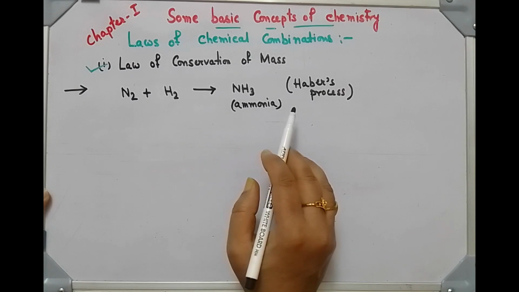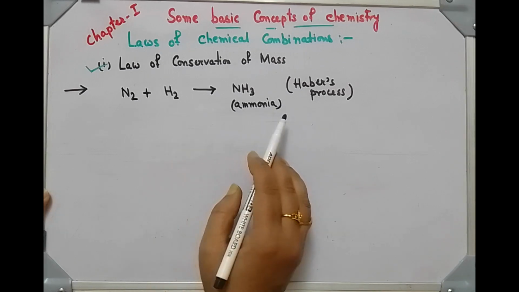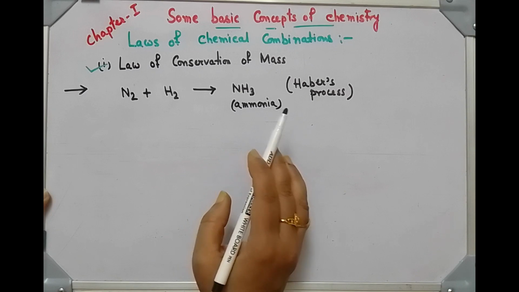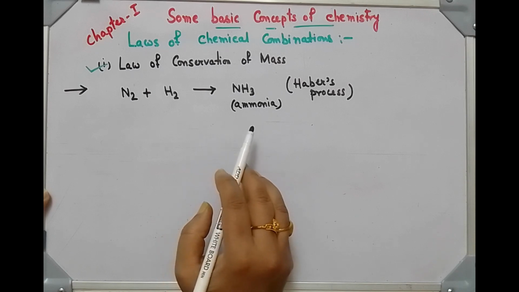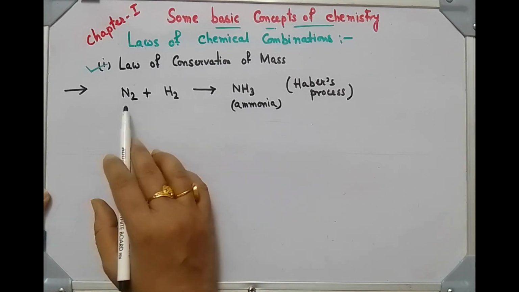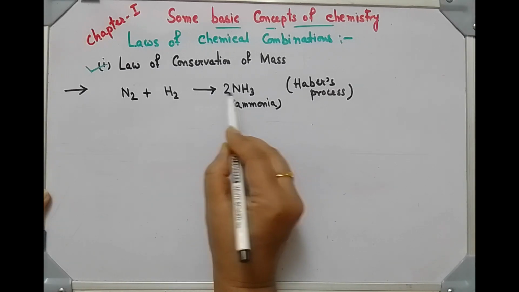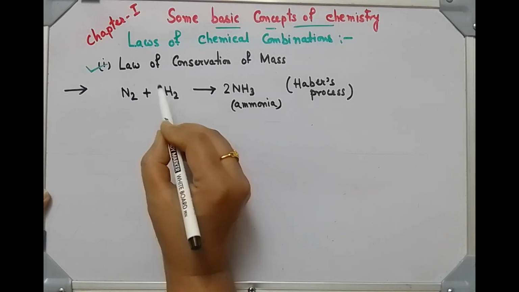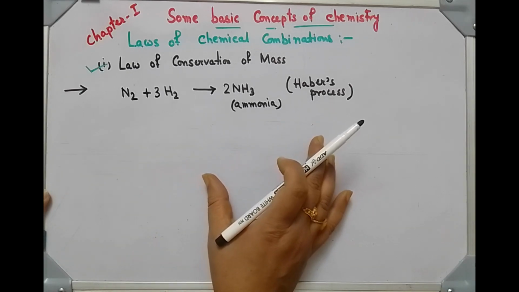In this chemical equation, on the left hand side and on the right hand side, the number of atoms are not the same. If the number of atoms are not the same on both sides, then total mass of the reactants will not be equal to total mass of the products. So first we have to balance this chemical equation. Here 2 nitrogens are there, so here we can write 2. That way nitrogen atoms are the same on both sides. Here 6 hydrogen atoms are coming, so here we can put 3. So now it is a balanced chemical equation.